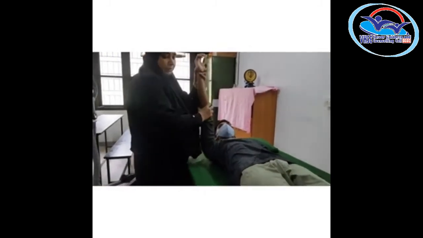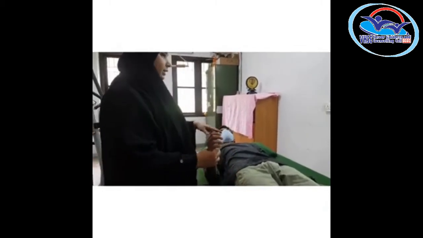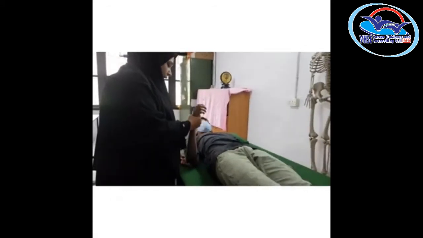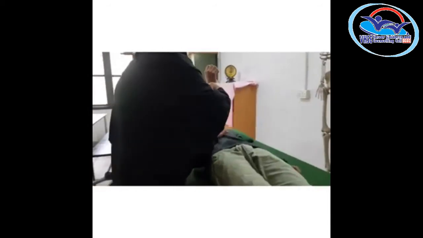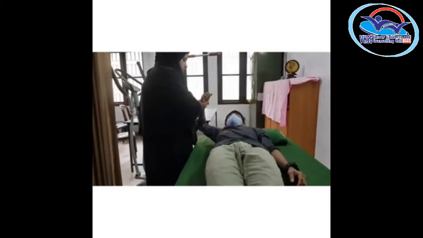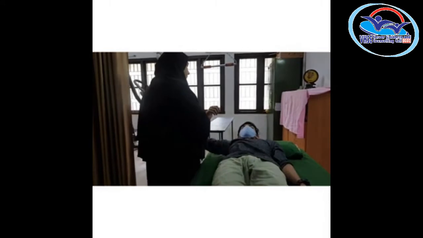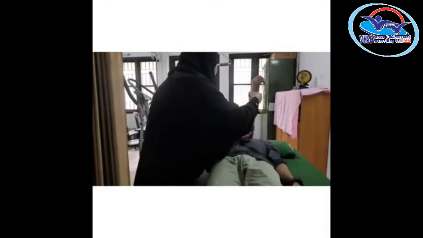shoulder. Now we will do the extension in side line. Okay, later on. So now we will go to the movement abduction and adduction. Abduction, this is the neutral position, and this is adduction.